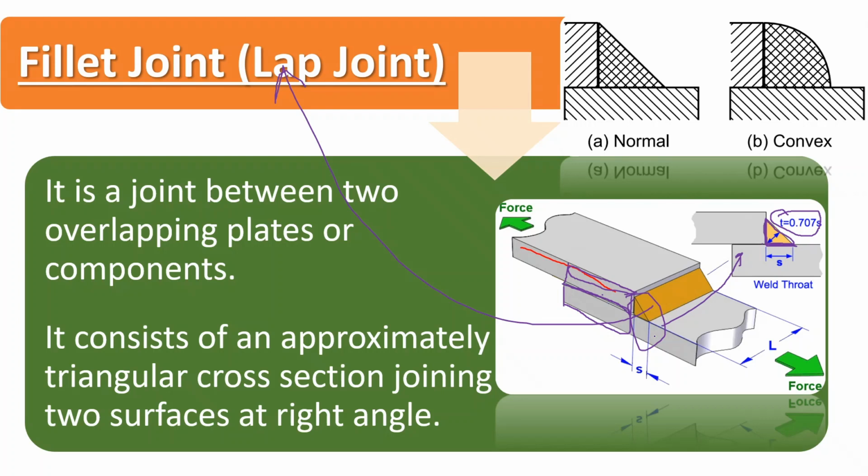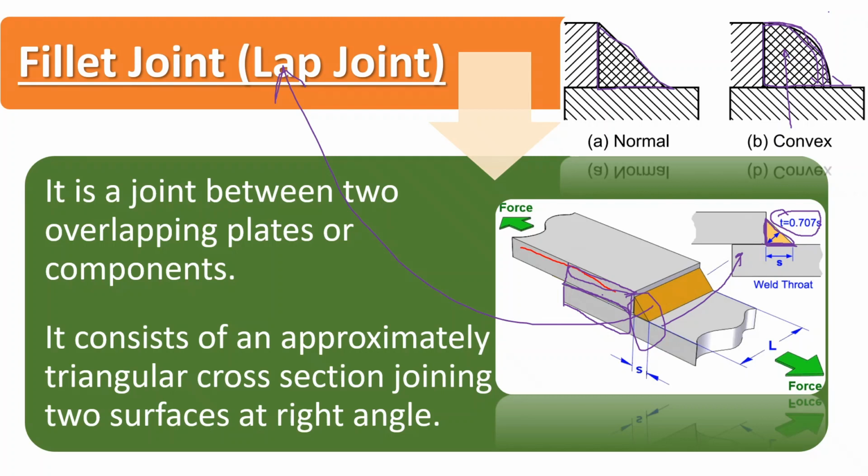Now from this figure you can see that there are two types of cross section for the fillet weld. This is your normal cross section, or the right angle isosceles triangle cross section, and the second one is your convex cross section. Figure B is showing the convex cross section. Now a convex weld requires more filler material, which is very much evident from this figure.